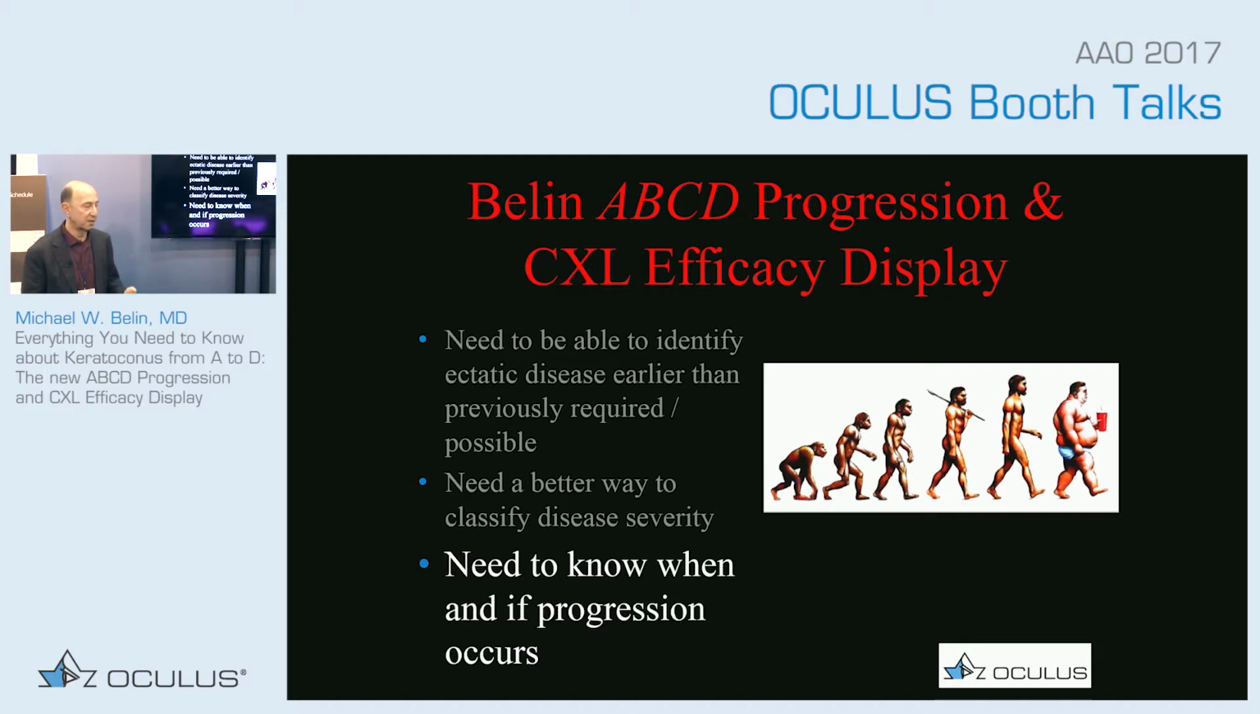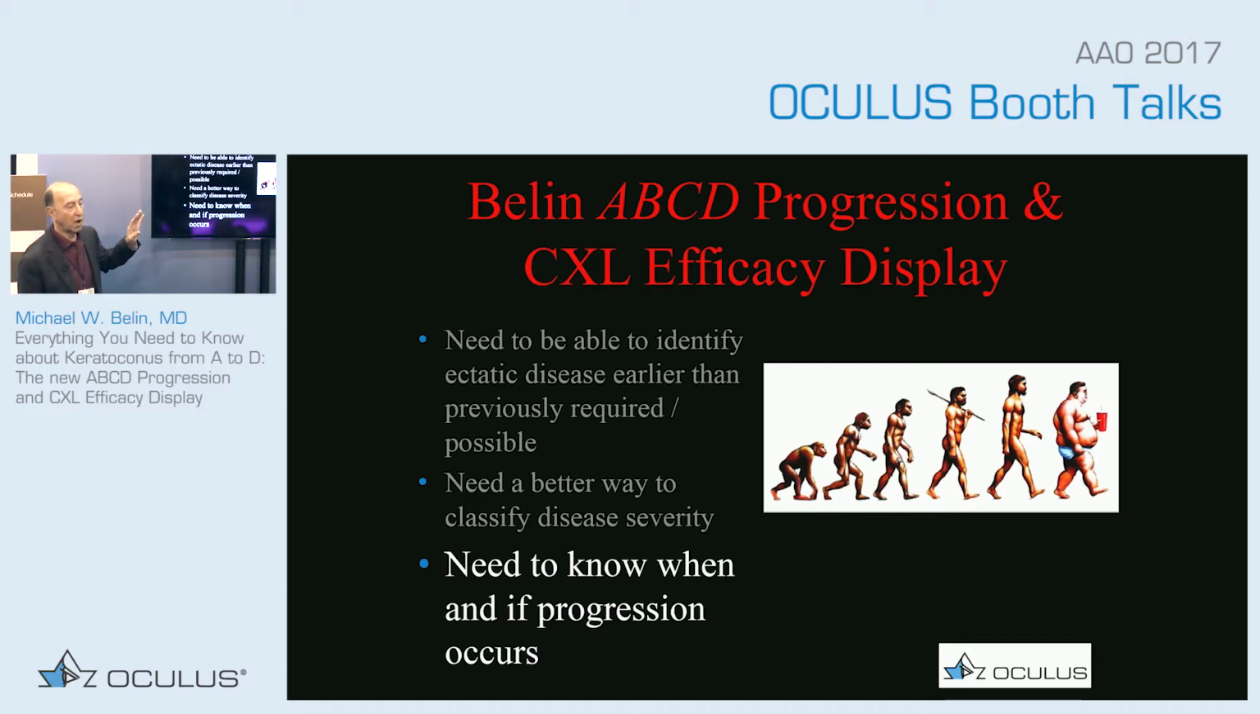Because right now, you can list probably 20 different parameters people are using for cross-linking to determine when to treat. Kmax is the most useful, but right off the bat, to have an abnormal Kmax means you have an abnormal anterior surface and you've already lost vision. So our goal was to come up with a way to determine when and if a true disease exists and is it progressive or not.